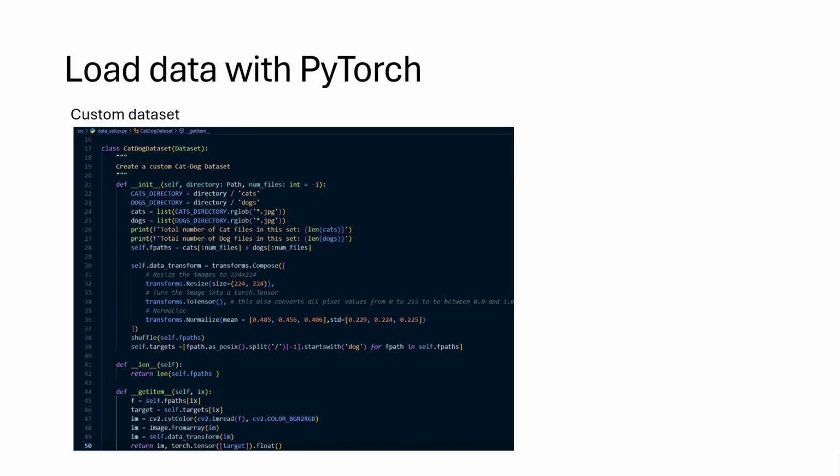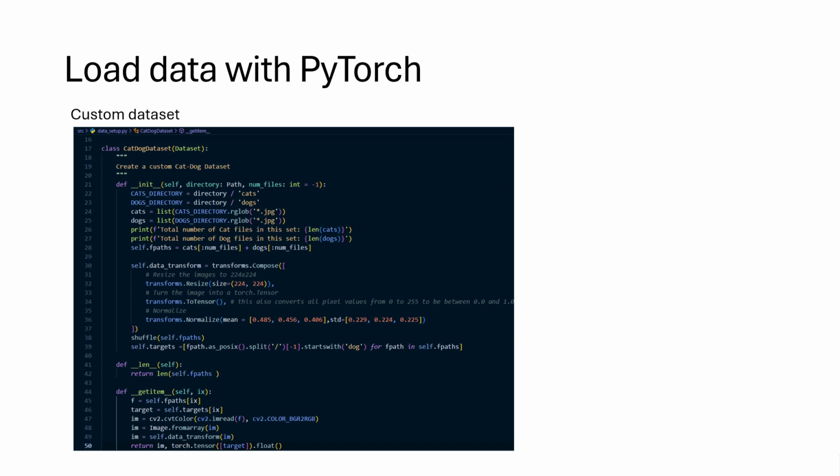Then we specify targets by looking at the file names. If the file name contains the word dog, it is set as 1, otherwise the target is set as 0. As you can see, we are trying to solve a binary classification problem. The __getitem__ method then loads the image for a given index, applies the transformation, and returns the corresponding image and its target value.